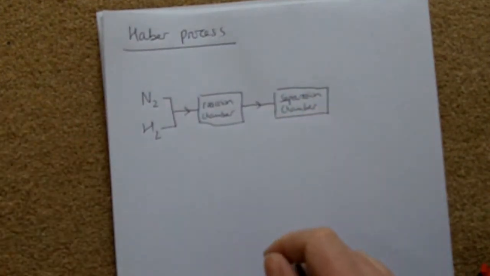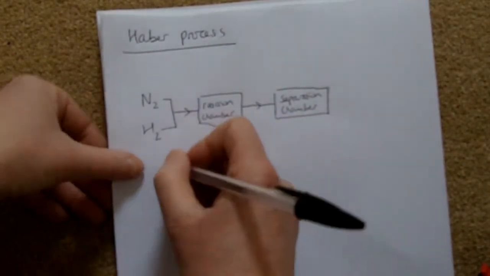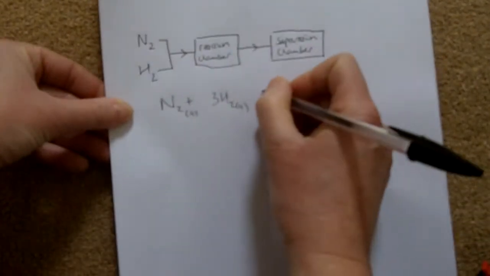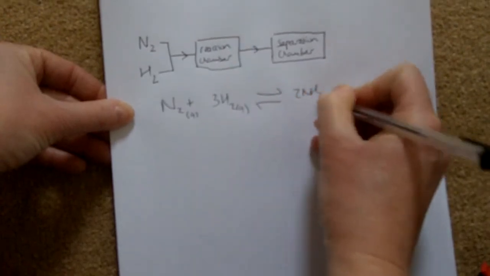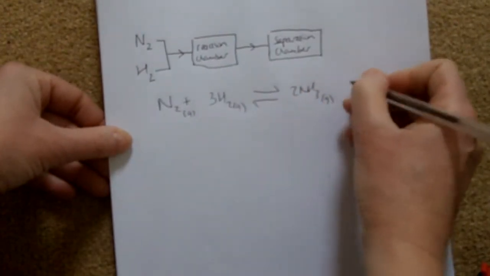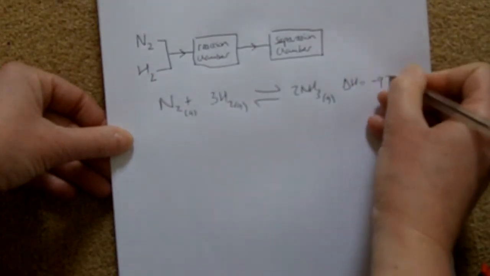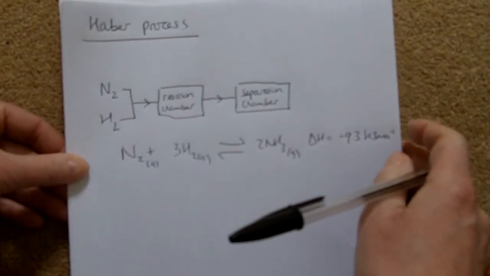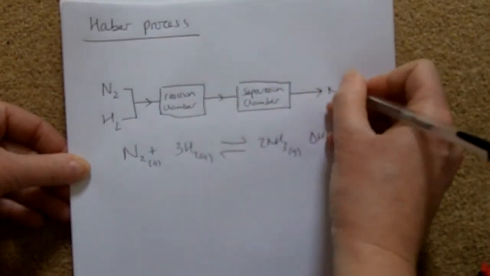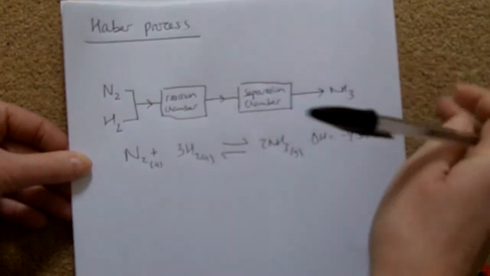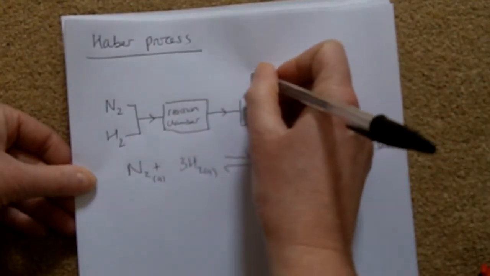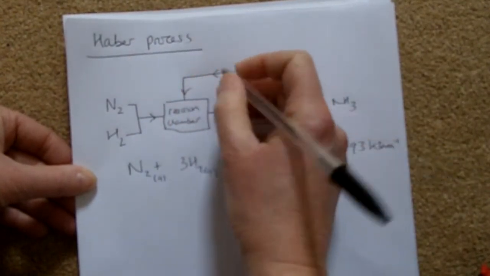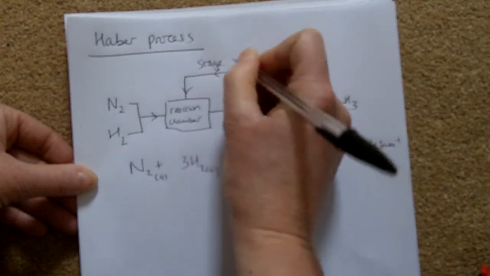So remember, this is in equilibrium. It's nitrogen and hydrogen, all gases, and it makes ammonia, which is a gas, and the enthalpy change is minus 93 kilojoules per mole. Okay, so they're all gases, and then you separate, and out comes ammonia. But then because it's in equilibrium, there needs to be another stage going in that direction, and in this exam question they've called it stage X.